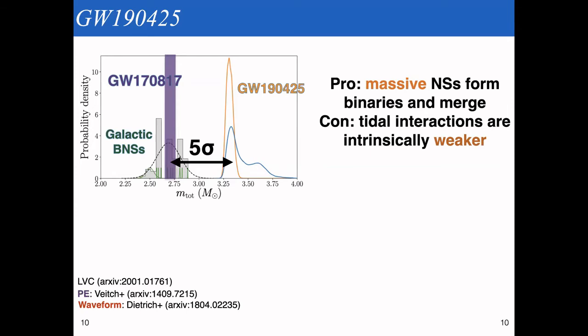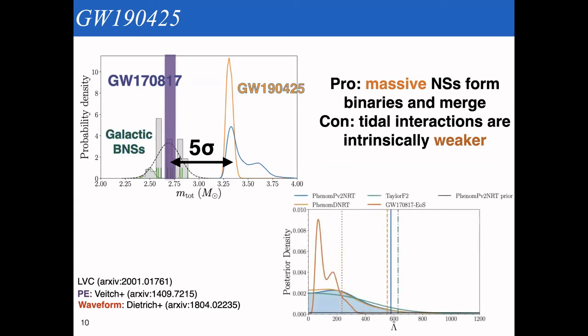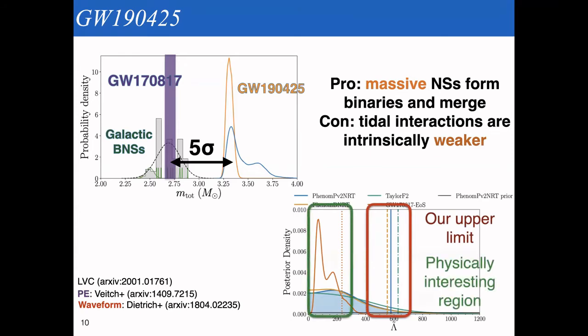So any tidal interaction in the system is intrinsically weaker. It's just harder to measure them intrinsically. So for example, for this event we're talking about here, we weren't able to obtain any interesting information about the tidal interactions because our upper limits, if you compare them to what we expected to see, are much higher than what we expected to see, so they don't put any new constraints.